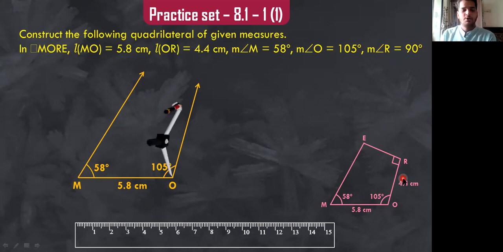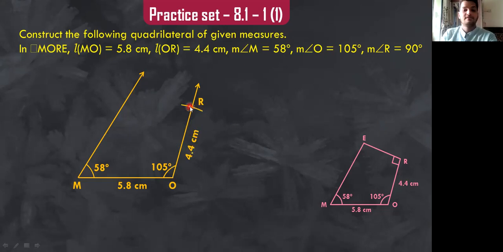Then which segment are we constructing? OR. So the rounder or the compass should be placed on the point O, and the arc should be made like this. Now this point which we have got by the intersection over here will be called point R. Am I clear? Perfect. Fantastic. All right. So this is what we have made, the segment OR, as of now.